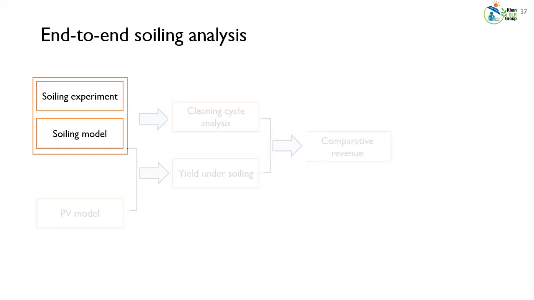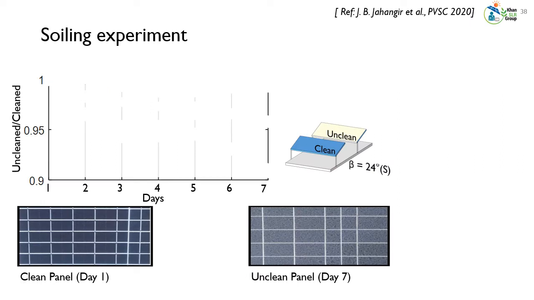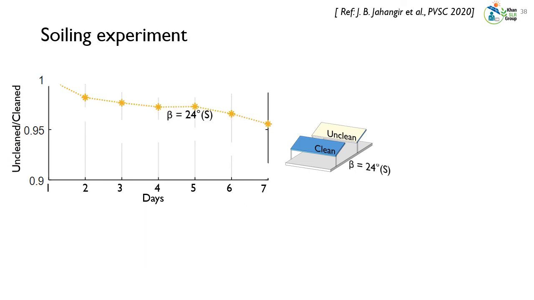So let's start from the beginning. We would do soiling experiments. Let's say, for example, here we have 2 panels tilted at 24 degrees facing the south. One is clean, the other is unclean, and if you take the ratio and take the reading, you can figure out how much loss you get from these panels. Now, the soiling rate that we got from our location is about 0.78% per day, which is pretty high.